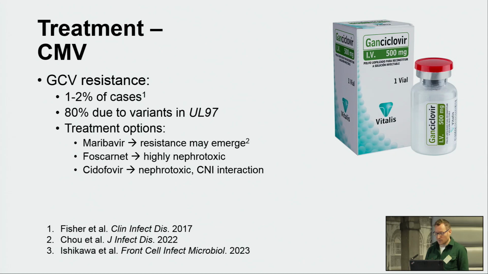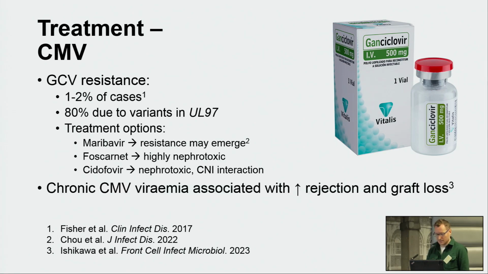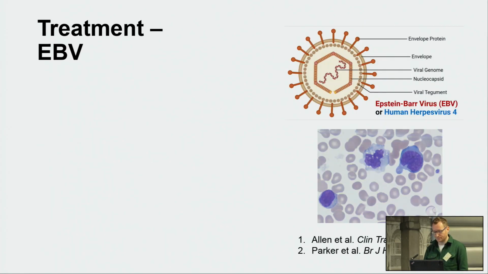And then there's drugs like foscarnet and cidofovir, which are unfortunately highly nephrotoxic, so need to be adjusted for your renal function. And cidofovir can cause your tacrolimus levels to go a bit haywire as well, so you need to be mindful of that. And the reason why this is important is because chronic CMV viremia is associated with increased risk of rejection and graft loss in the long term.